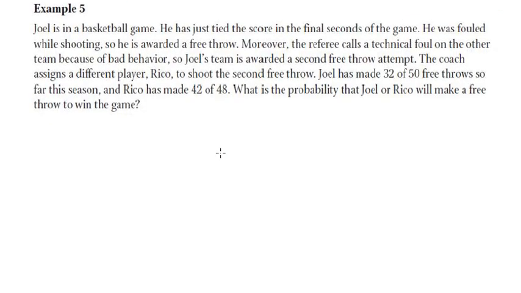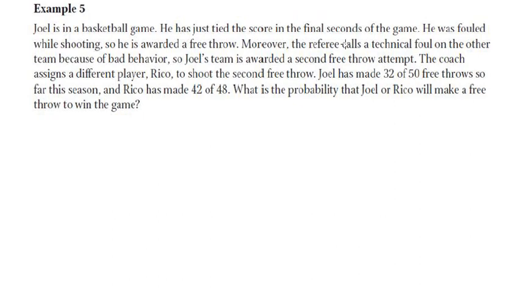All right, so last one here. So again, we're on page 303. So it says you've got a basketball game. They've just had the score in the final seconds of the game. He's fouled, so he's got a free throw. Then the referee calls a technical foul on the other team, so you can get a second free throw attempt.